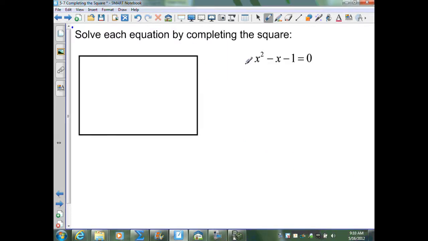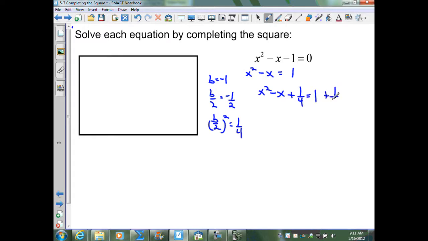Again, they want to solve this equation by completing the square. Following the procedure, I'm going to get my constant term opposite my linear and quadratic term. That gives me x squared minus x equals 1. Now I want to complete the square. My b is a negative 1. b over 2 is a negative 1/2. And b over 2 squared is 1/4. Let's substitute that in as my constant term for my trinomial and add to both sides to balance the equation. X squared minus x plus 1/4 equals 1 plus 1/4.